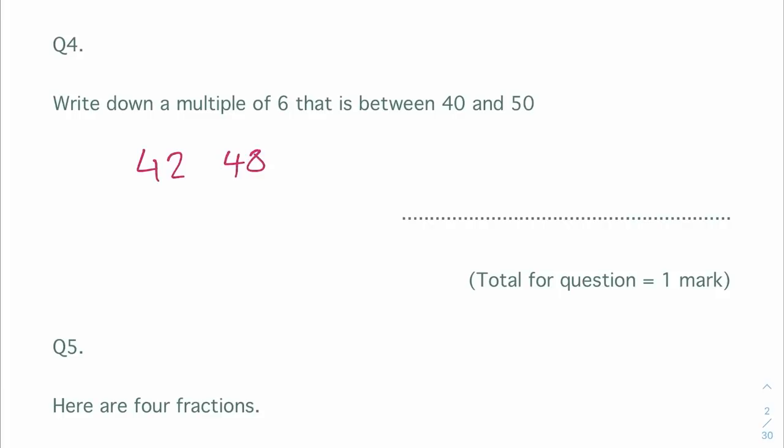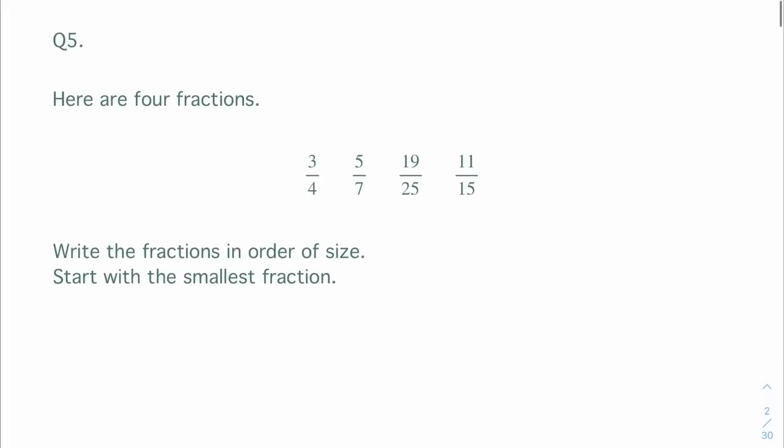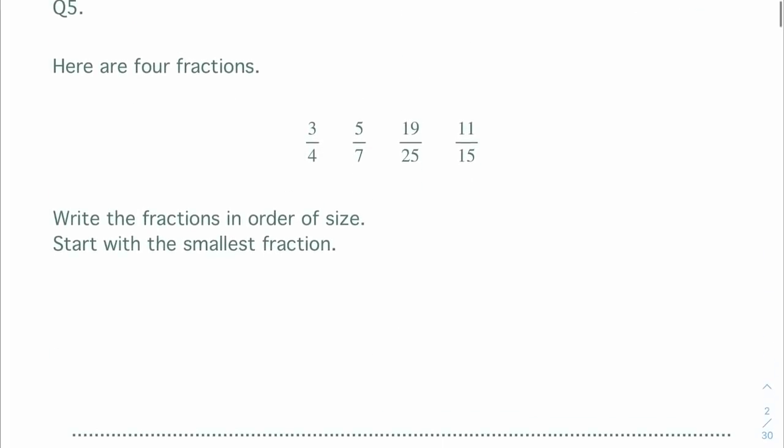Now this question does say write down a multiple, so we don't want to write down both of them, but you could write down either of those numbers. I'm just going to go with 42, so either of those numbers would be fine as an answer for this question. The next one says, here are 4 fractions. Write the fractions in order of size and start with the smallest fraction.